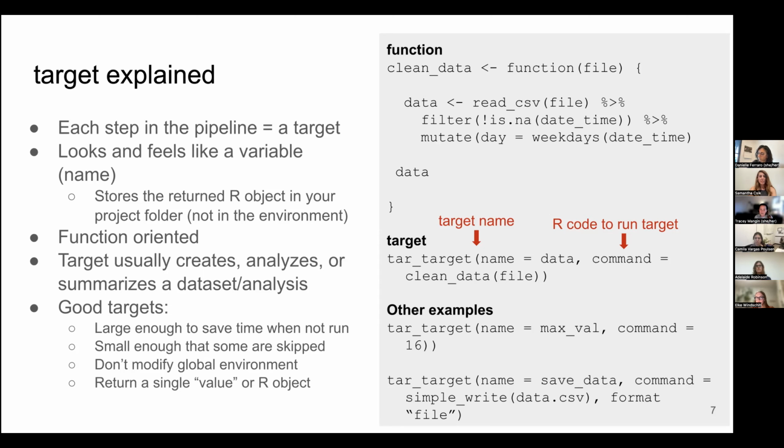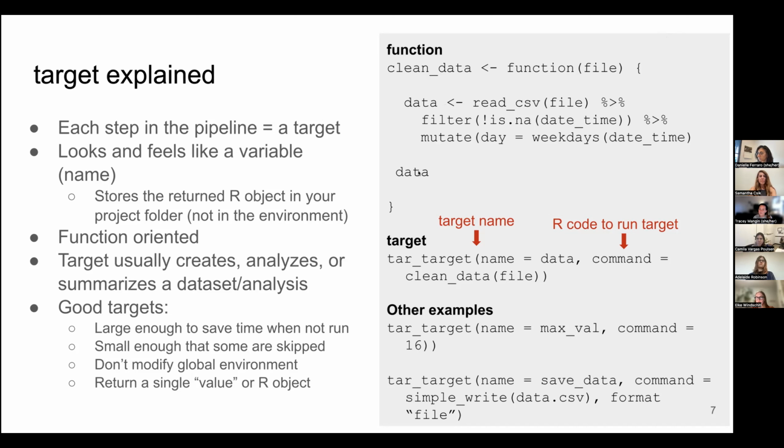A target usually creates, analyzes, or summarizes a data set or performs an analysis. A good target is large enough that it will save some time if you don't need to rerun it because there aren't changes to it, but small enough that you can skip some when you make a change. They shouldn't modify your global environment, and they should return a single value or an R object, whether that's a value, a data table, a data frame, or a figure object. So just one thing.